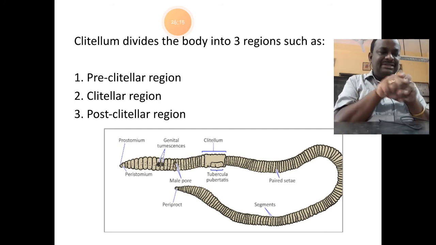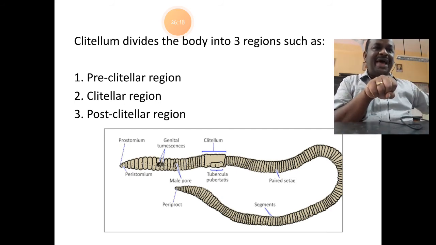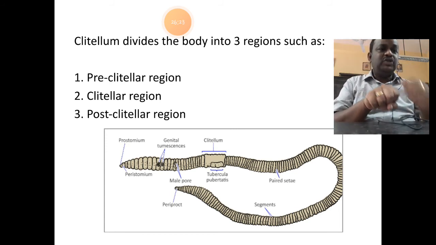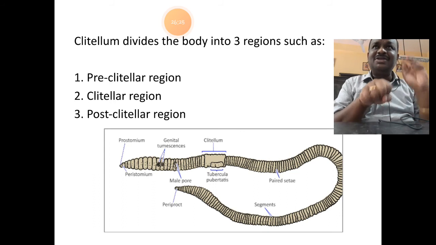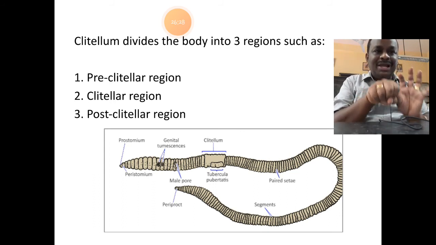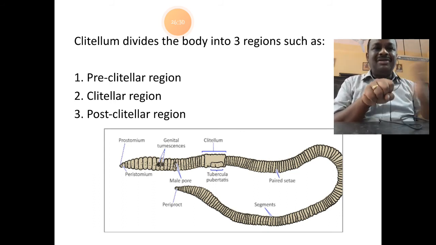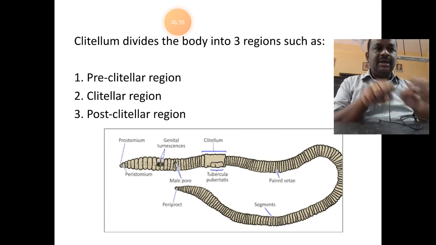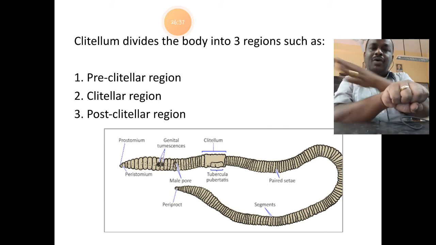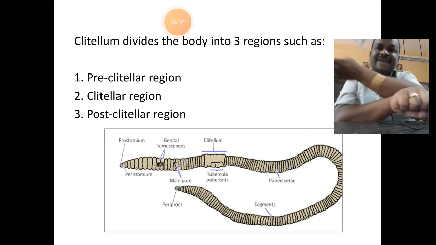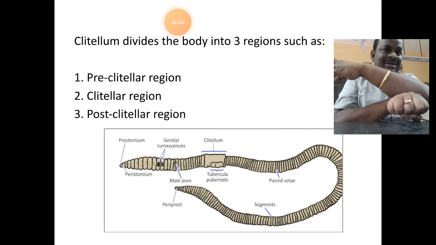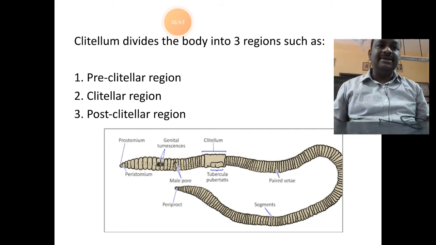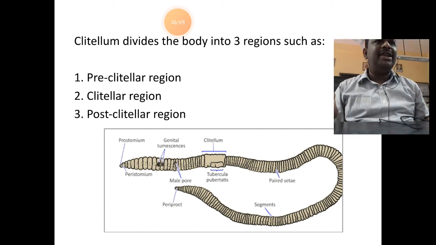So, Clitellum acts as a middle portion. Towards one side, it will have 13 segments. Towards the other side, it will have more than 100 segments. So, understand students, the region where you have only 13 segments, the end of it will form the anterior end. The region where you have the 17th to 120th segments, which is more than 100, that region of the body you call it as the posterior side, the posterior end it will lead into.